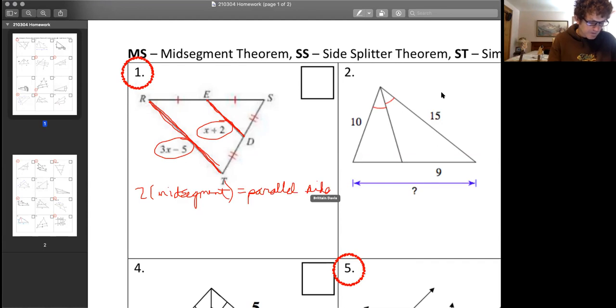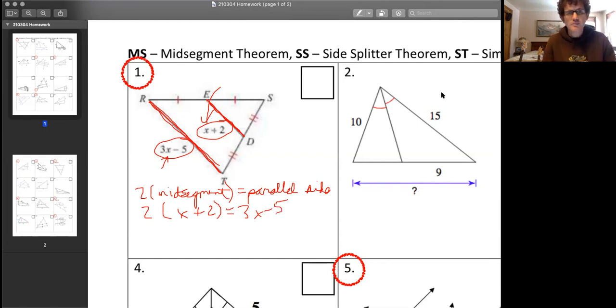All right, so that means my mid-segment is, of course, this one right here. It's where the midpoints connect together. So 2 times that length, x plus 2, is going to equal the parallel side, which is that guy right there, 3x minus 5.